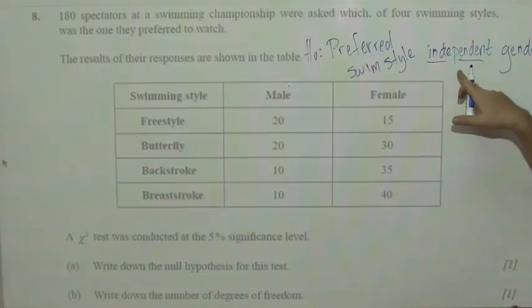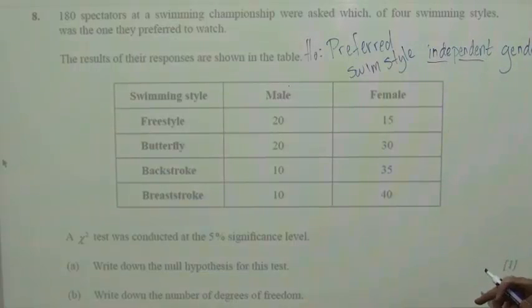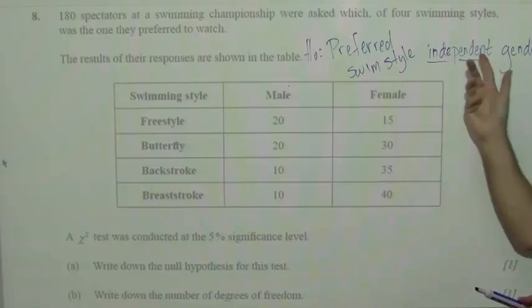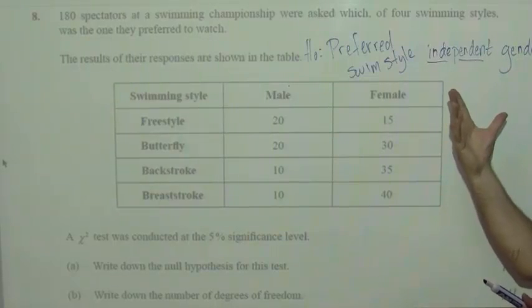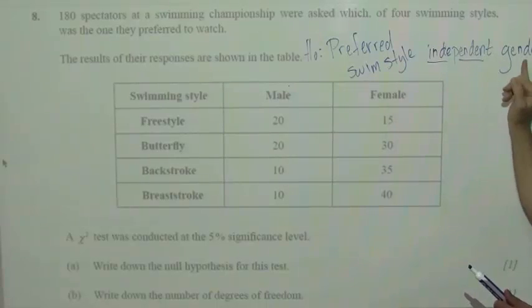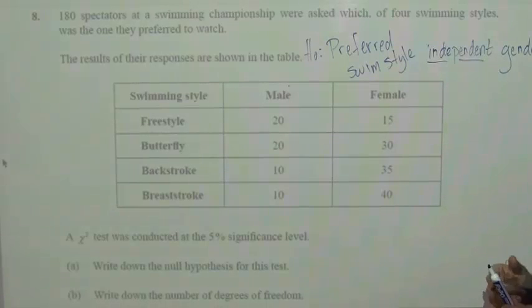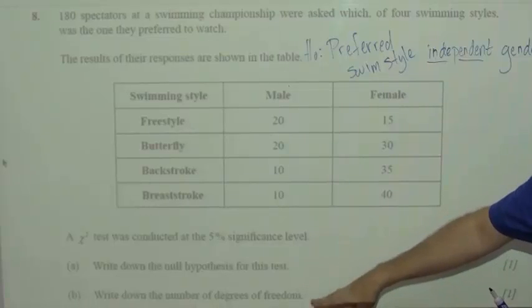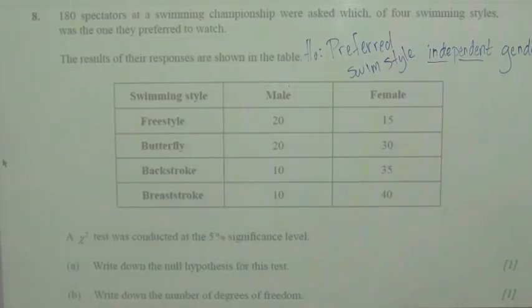The key here is the word independent. The IB will allow you to swap these around, although it should make logical sense, and your swim style being independent of your gender makes more sense, but the key is that word independent. So there's part A.